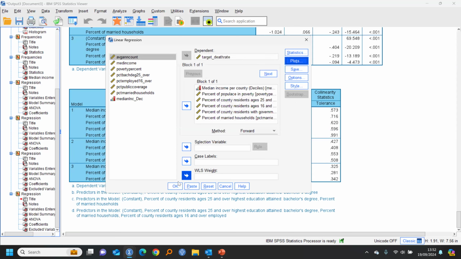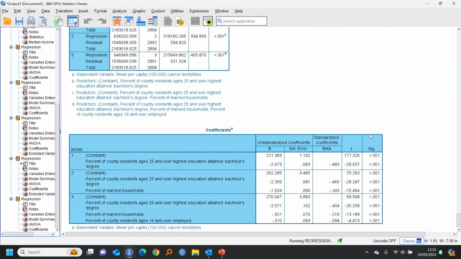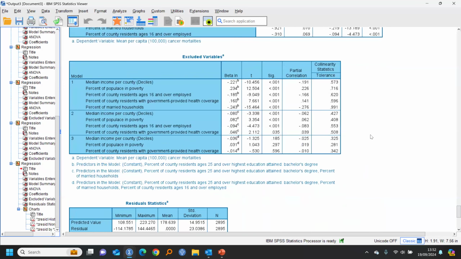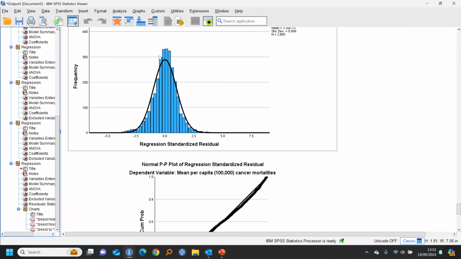If I click continue at that point, okay. When you run this analysis, it just produces some extra plots for us. This looks, as you can see, very normally distributed. So these standardized residuals look fairly normally distributed.